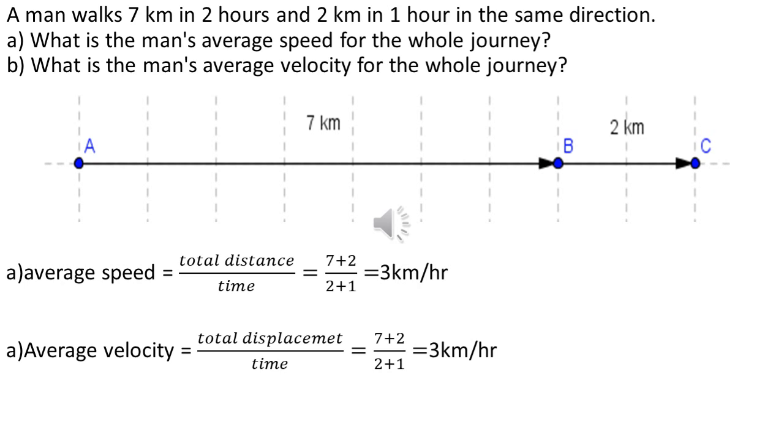So the total distance or the total displacement equals 9 kilometers and the total time equals 3 hours. So the average speed and velocity equal 3 kilometers per hour.